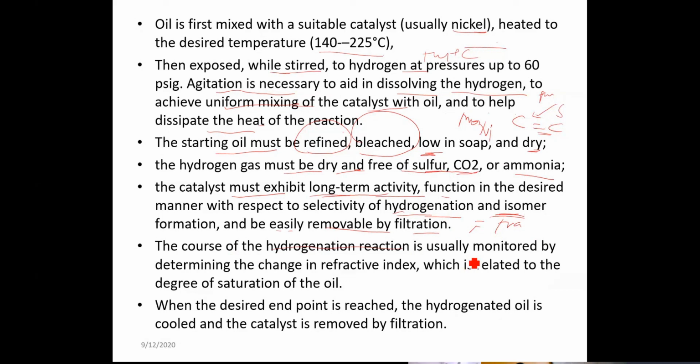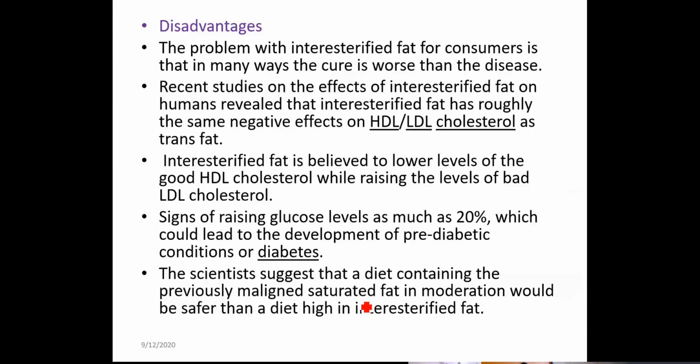The course of the hydrogenation reaction is usually monitored by determining the change in refractive index. The moment you have more saturated fatty acid, the melting point of the oil will change, and simultaneously the refractive index will also change, and the refractive index is directly related to the degree of saturation. So when the desired endpoint is reached, the hydrogenation of the oil is stopped, and then the oil is cooled and processed.